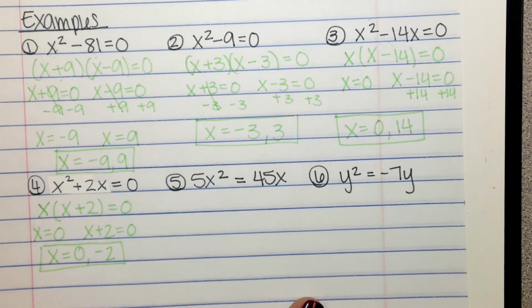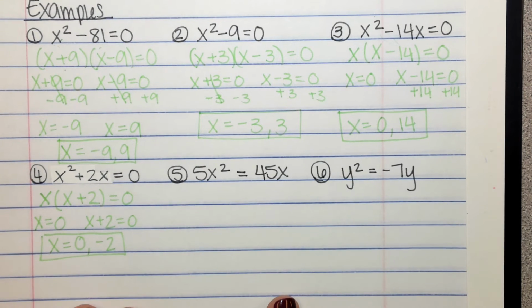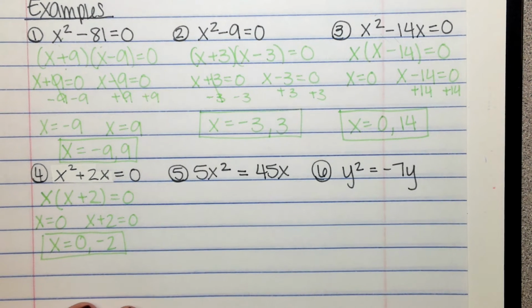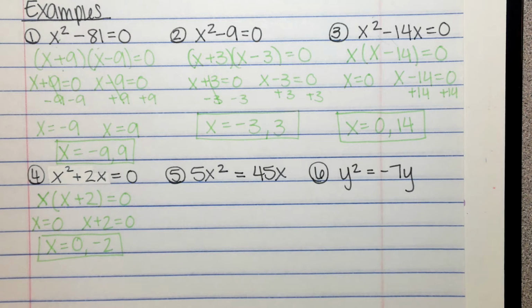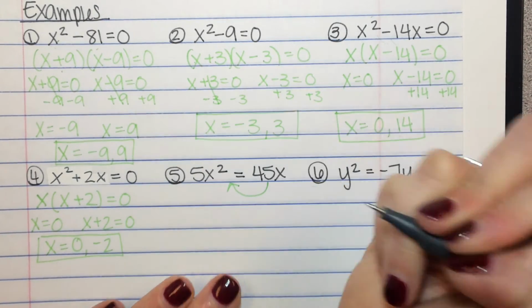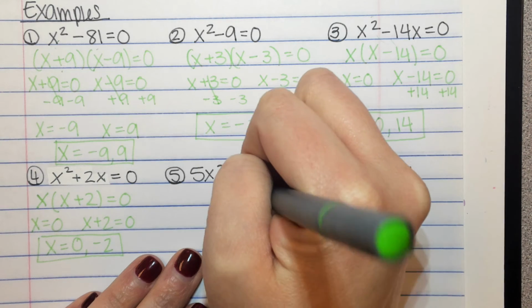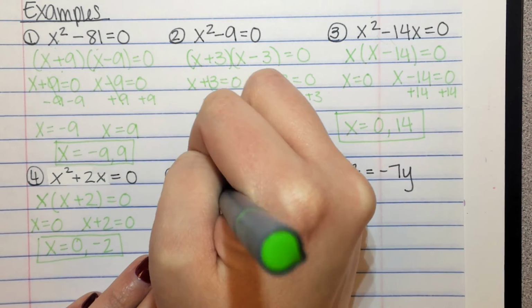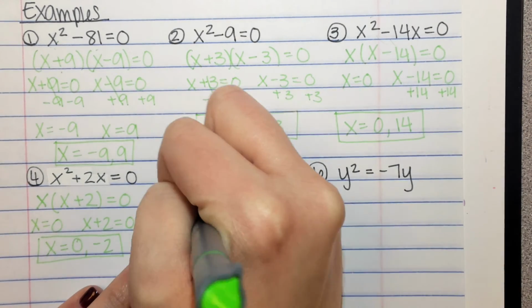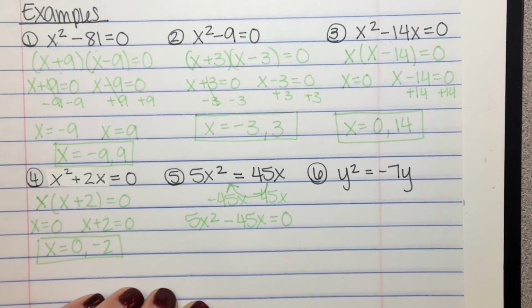Okay, so 5 and 6, they're similar to numbers 3 and 4, but they're just a little bit different. What do you notice? They're not equal to 0, so we're going to have to do a little bit of work to them before we can factor and solve. So I have 5x squared over here. I need to get this 45x to the other side. So it's a positive over here, so I'm going to subtract 45x. And that's going to leave me with 5x squared minus 45x equals 0.